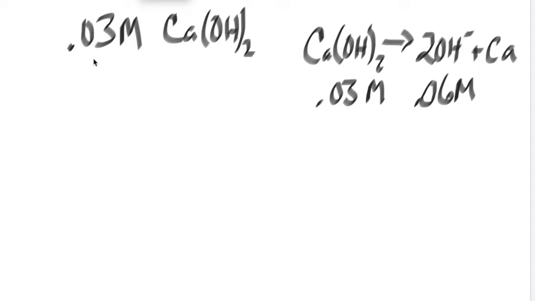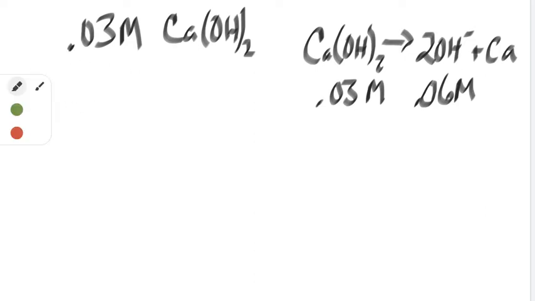So we have calcium hydroxide in this case, which, notice, we have 2 hydroxides in there, so it's not going to be a 1-to-1. So there's the equation. We'll say we have 0.03 molar calcium hydroxide. So there's our 0.03 molar. When it goes into water, we get 2 hydroxides, making our concentration 0.06 molar. So the question is, what's the pH of this solution?